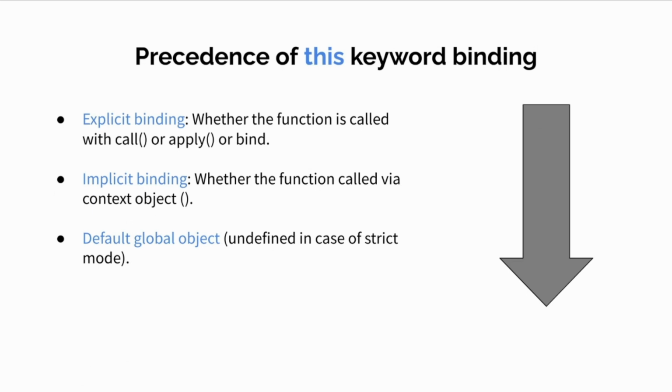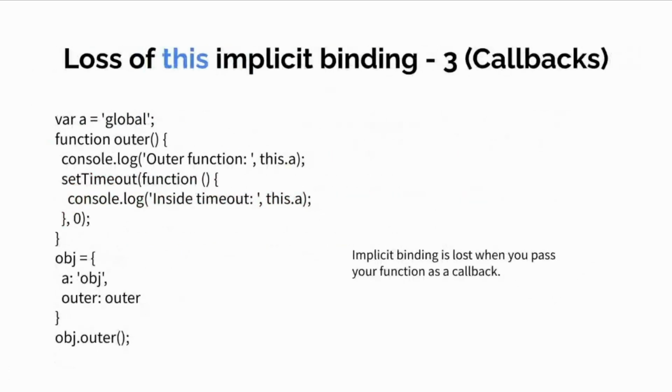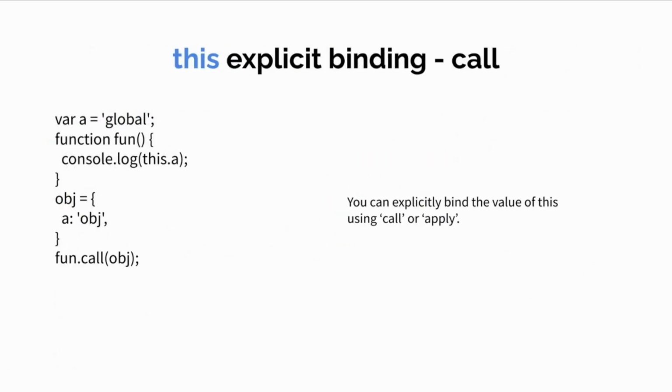So many questions. When we pass the object in call and apply, if there is no property a in that object, will it print undefined, or will it print the global a? There is no a property in that object. No, it will not take the global.